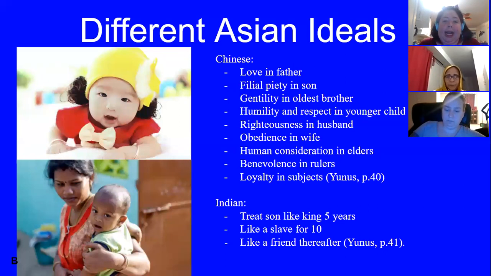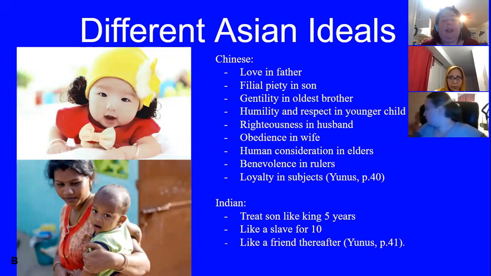So we've got different Asian ideals. As you can see, there are some ideals under the Chinese, but I wanted to focus on the Indian because I found it really neat. This quote says, "You treat your son like a king for the first 5 years, then like a slave for the next 10, and like a friend thereafter."